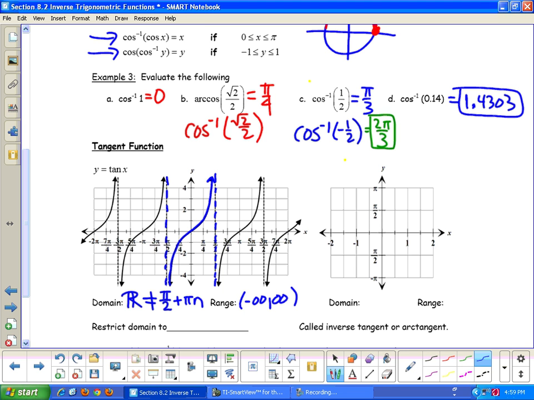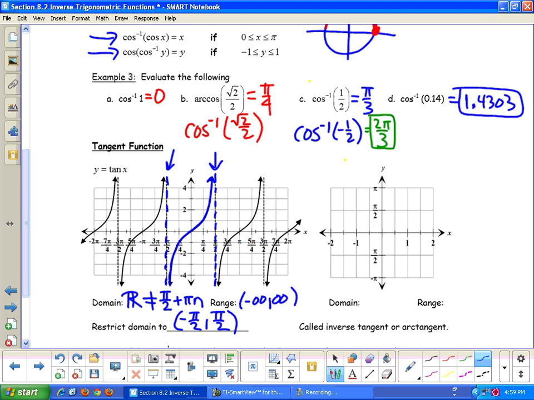Well, now we're restricting our domain values to between negative pi over 2 and pi over 2, but look here and here. Because we have those asymptotes there, tangent values are undefined at negative pi over 2 and pi over 2, so we cannot put brackets. We're using parentheses because it's not equal to those values.